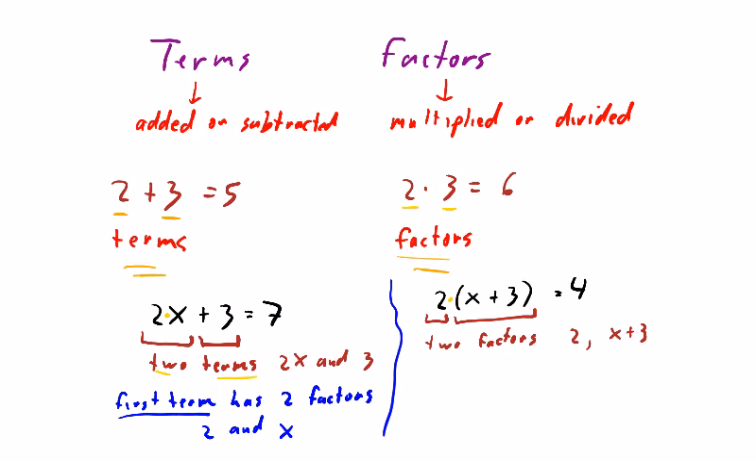And the second factor, which was the x plus 3, has two terms. And those two terms would be x and 3. So we would multiply the factors first, and then we would add the terms, and we should get that the sum of those things are 4 if we substitute in the correct value for x.